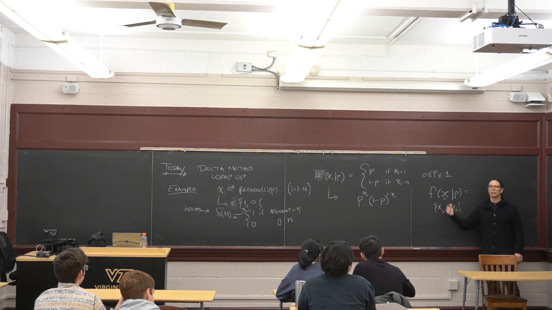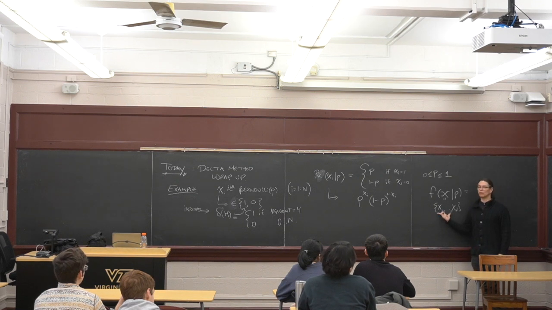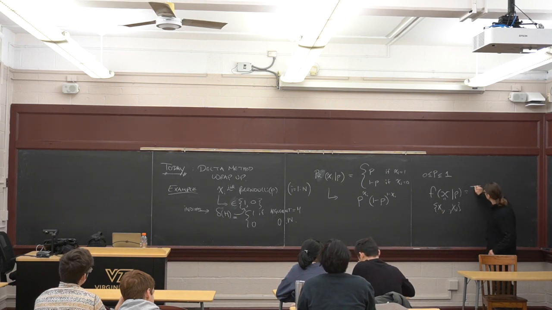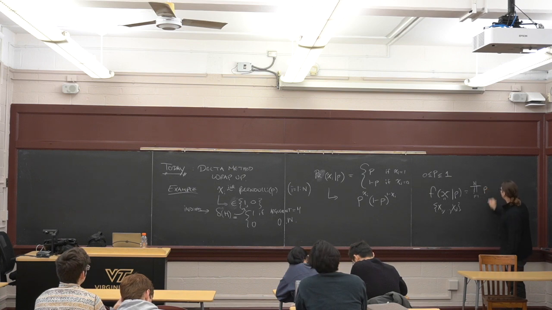This is an n-dimensional thing. So it's a vector of everything. So how do I come up with that joint sampling probability? Take the product, it's IID. So i goes from 1 to n, p to the xi's, 1 minus p to the 1 minus xi.